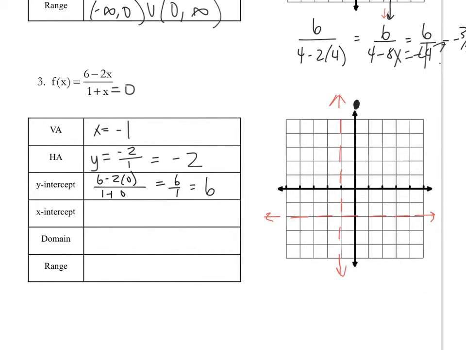X-intercept, set the numerator equal to 0, which means 6 minus 2x equals 0. When you solve that, you get x equals 3. So if you wanted to put these in ordered pairs, the y-intercept is 0, 6. The x-intercept is x equals 3, 0. So those are the actual ordered pairs if you want to write them like that. I would prefer that actually.